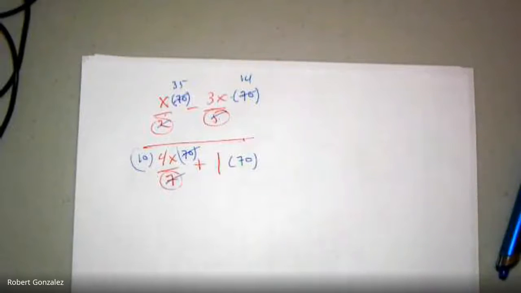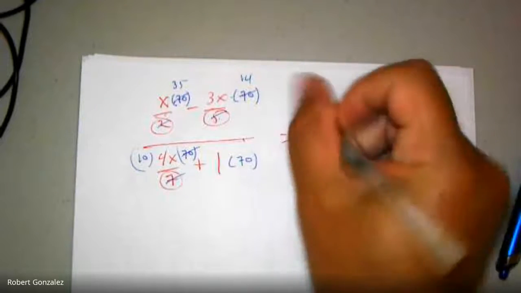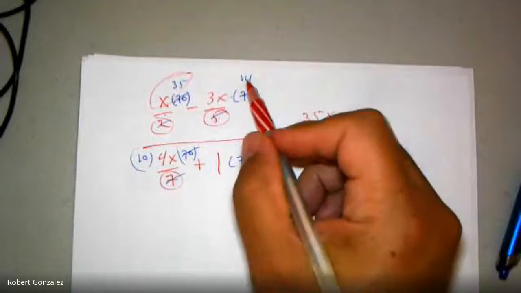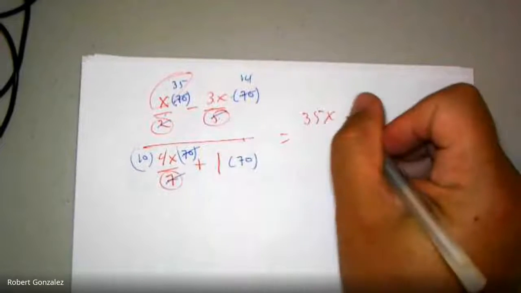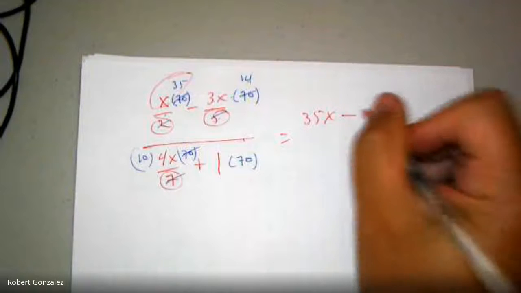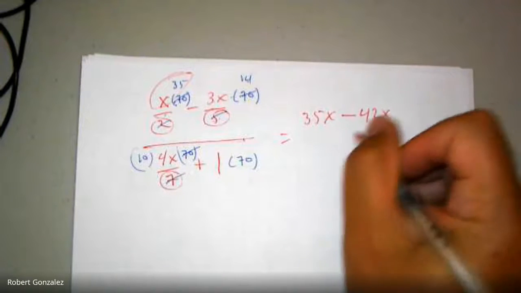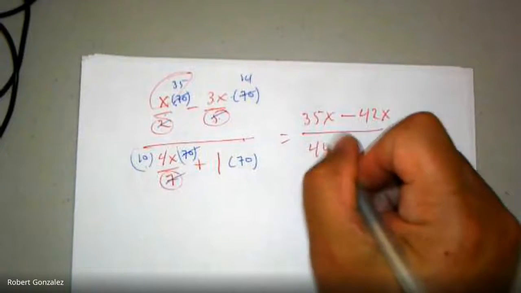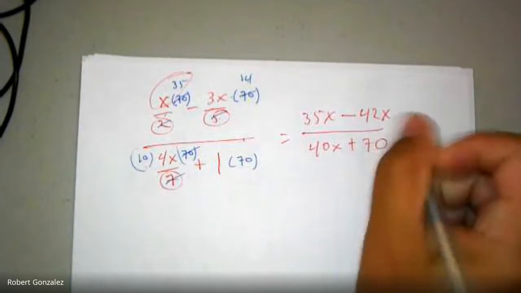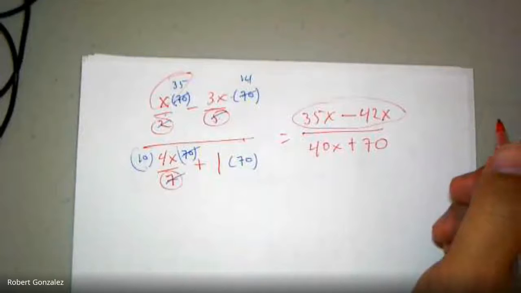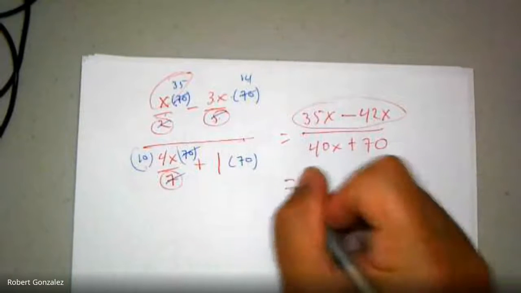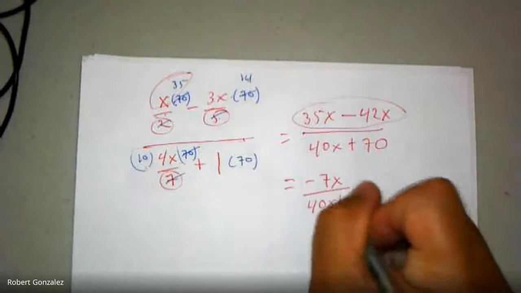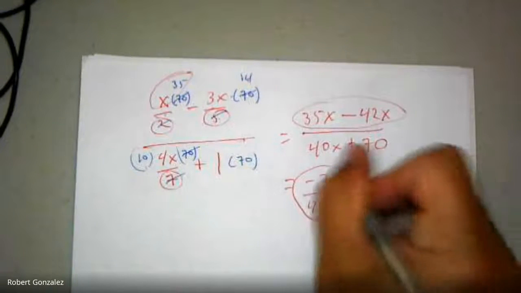Let me rewrite my fraction now. Right here, I've got 35x. Right here, I've got 14 times 3. 14 times 3 is 42. On the bottom, I have 10 times 4x, which is 40x. I've got plus 70. These can be combined. They're like terms. We'll get negative 7x over 40x plus 70. And we're done.